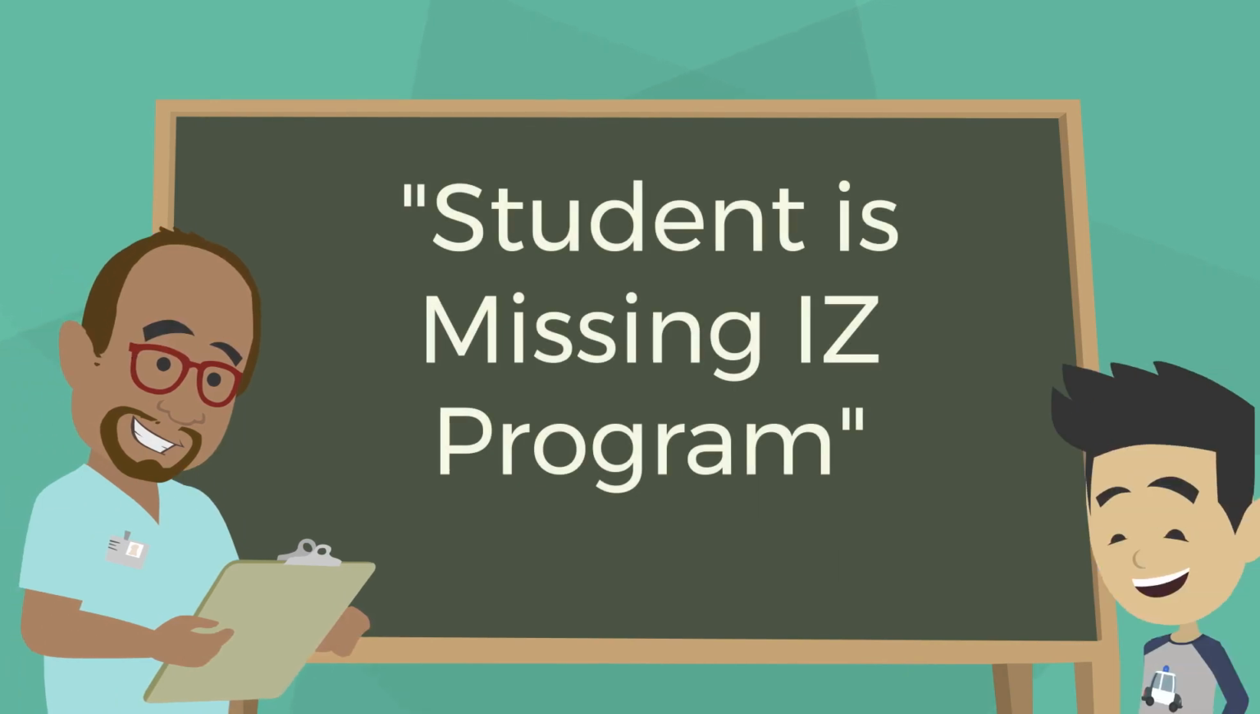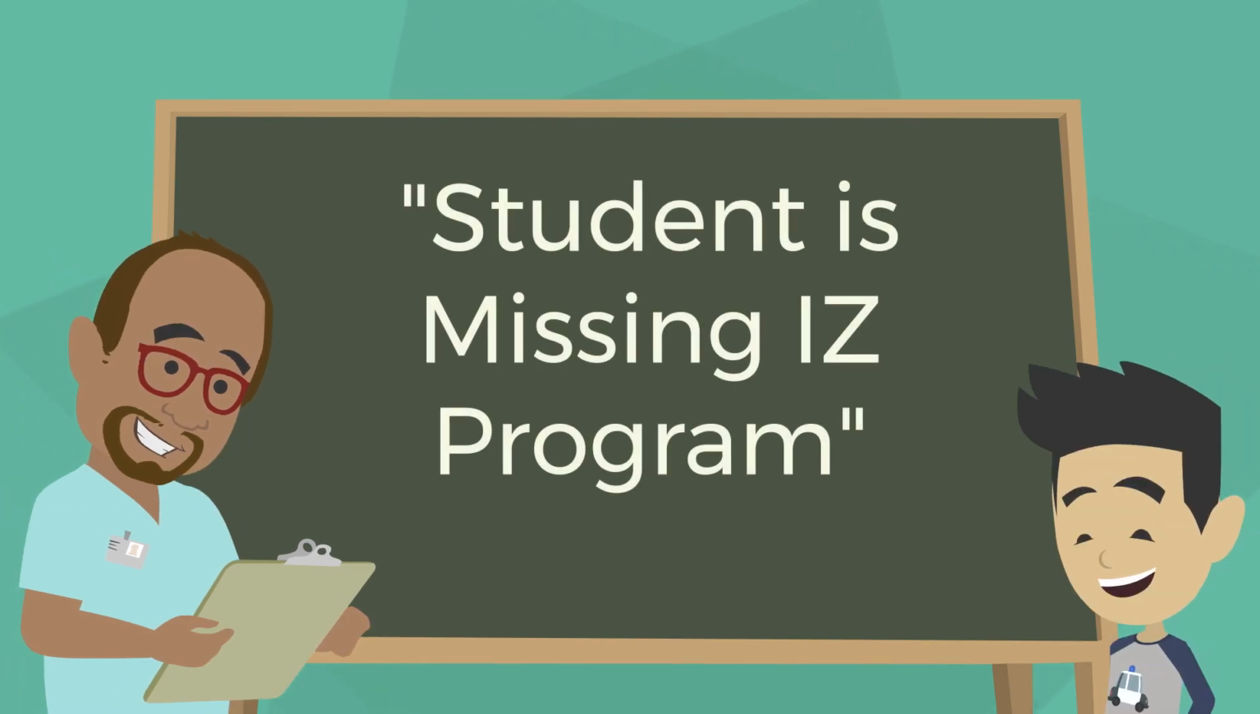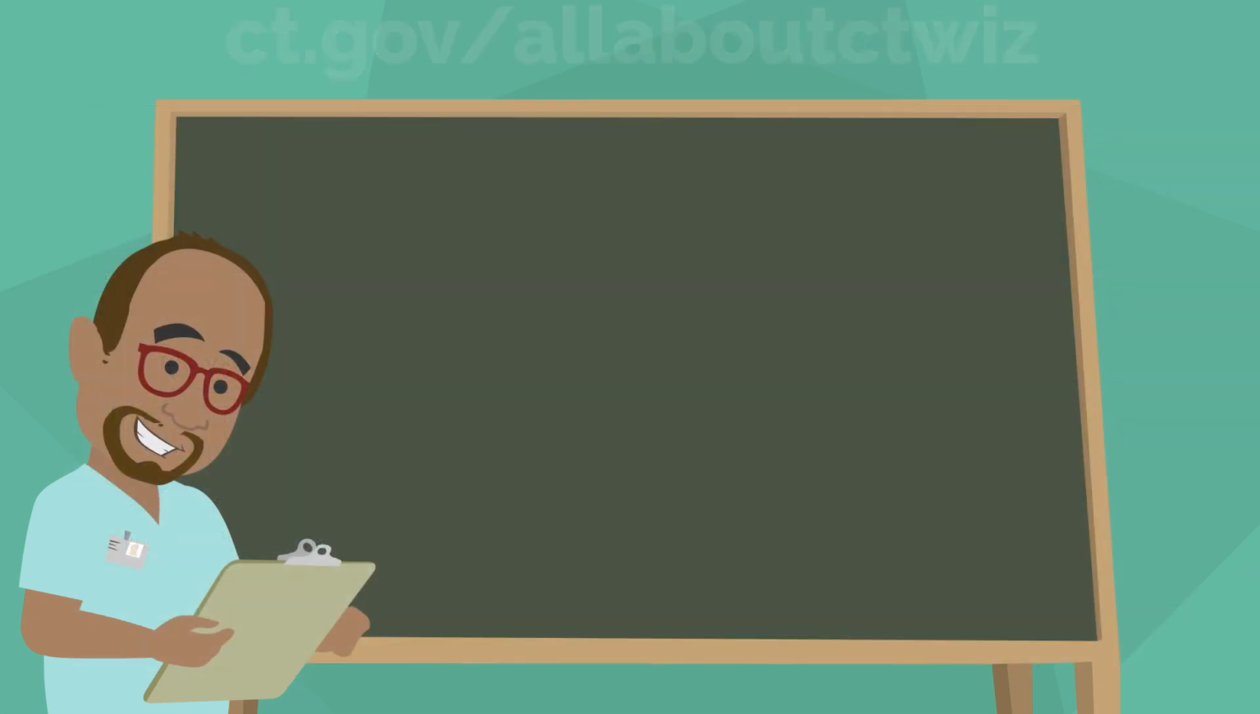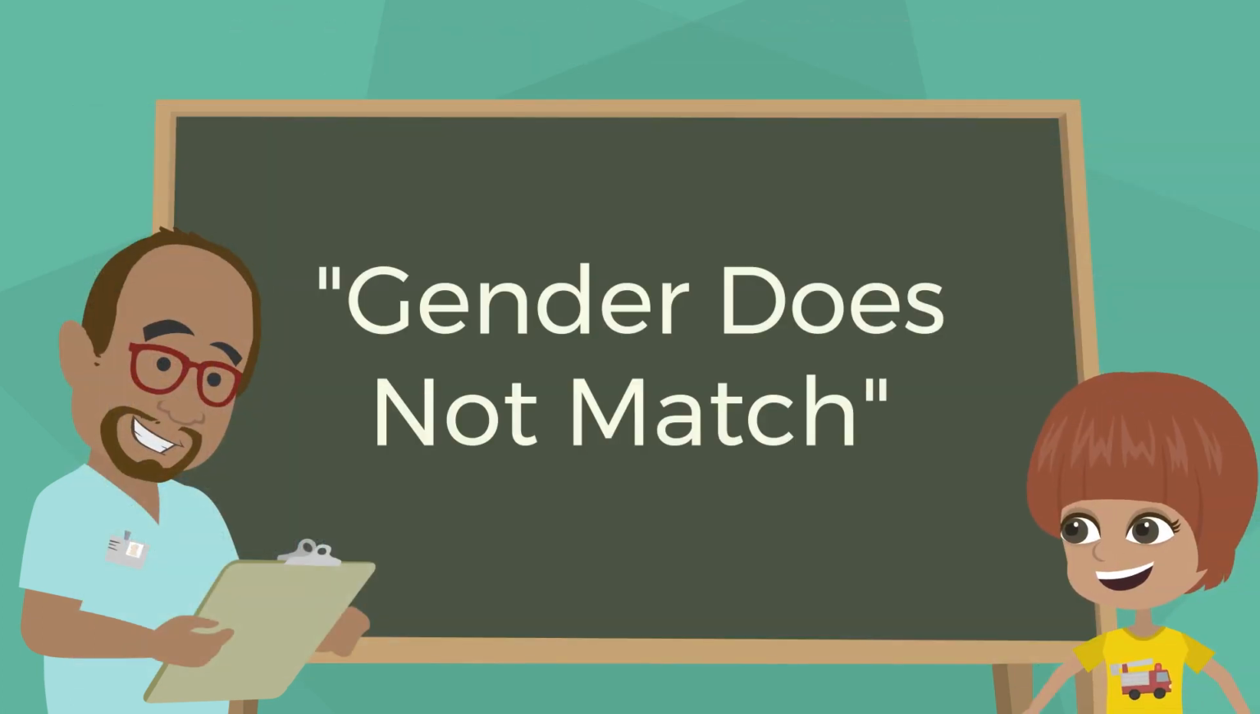Student is missing WiZ program. This indicates that the student has opted out of WiZ. Parents and/or guardians of students under the age of 18 can opt students into WiZ. Students 18 and older can opt themselves into WiZ. For the process to opt back into WiZ, visit the All About WiZ webpage at ct.gov/allaboutWiZ.